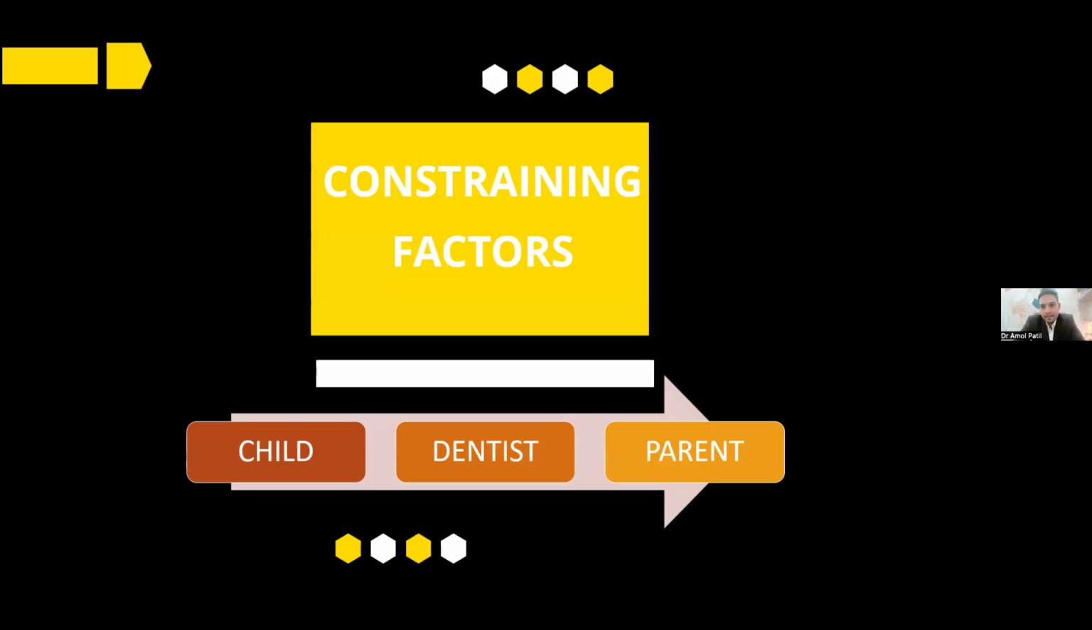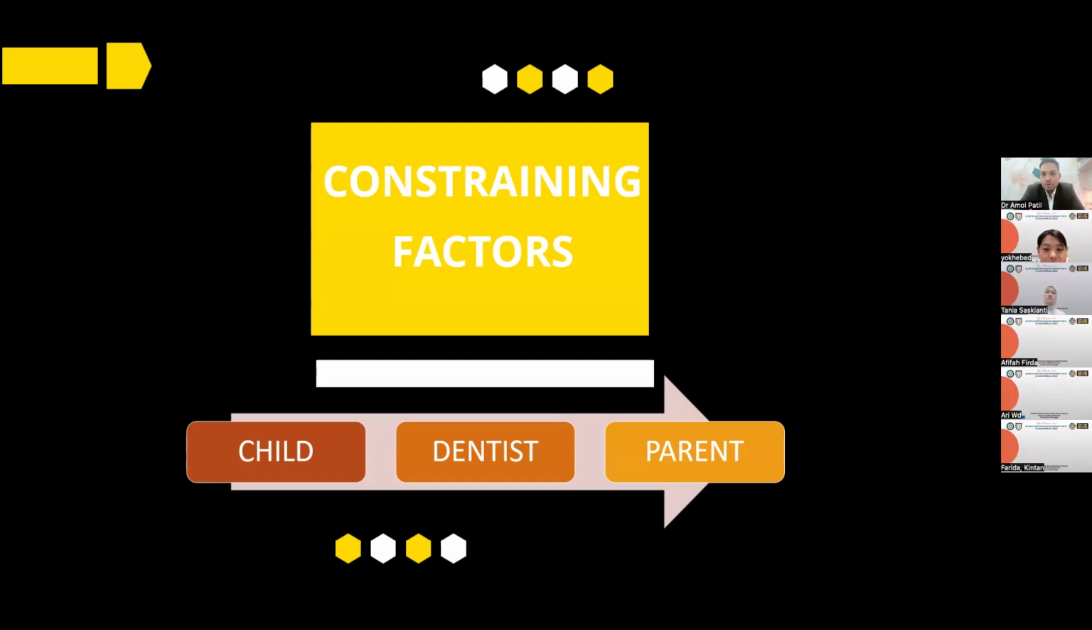And the third one is the parent factor. When we talk about the parent factor, in Western countries, there are insurances, so most of the time the parent factor might not come into the picture. But in Asian countries, mostly the parents don't want to pay much, or they feel the fees are very high. So in those cases, again, the restorative options will change. So these are the major constraining factors based on which we need to decide which aesthetic restorative material should be chosen for that specific patient.